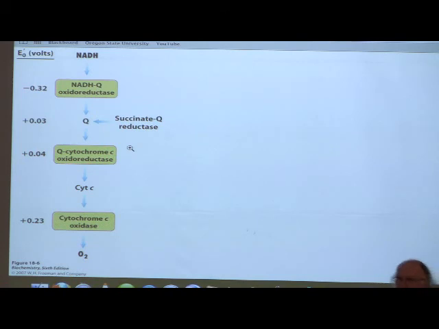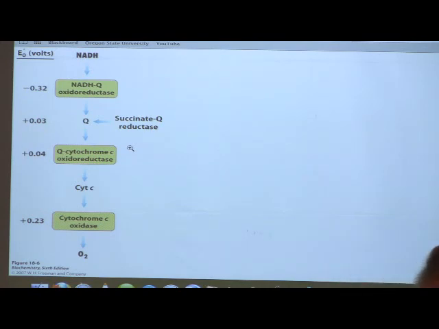By the way, the names I'm giving these are not names that I made up. They're names used by most books, so you'll see what I'm telling you here in most places. Complex 1 has now accepted a pair of electrons. Complex 1 is a big honking complex with many proteins. It is an integral membrane complex sitting in the mitochondrial inner membrane.